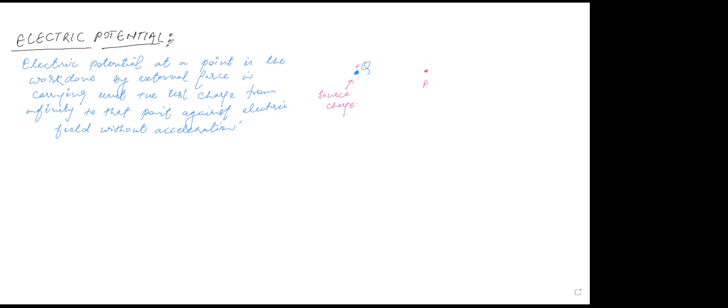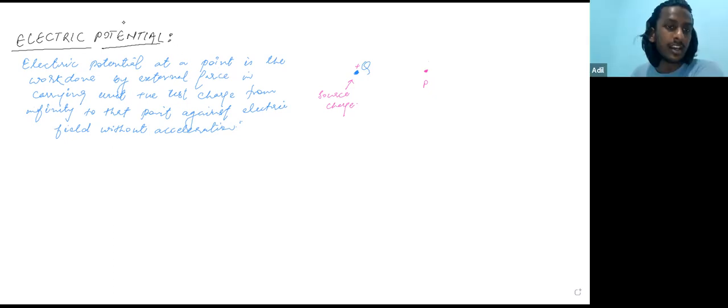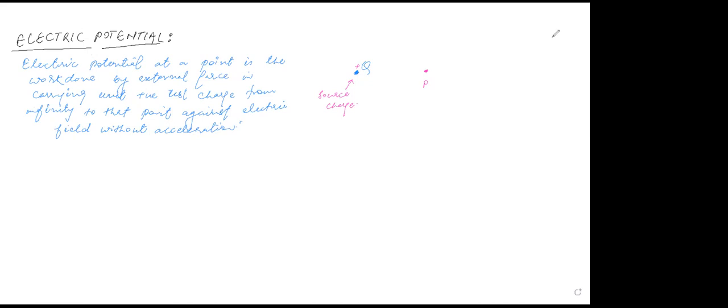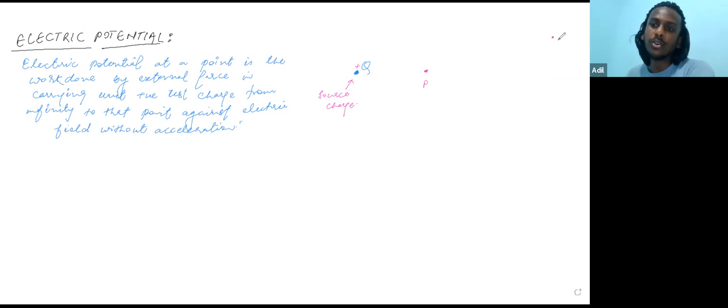Now, here we are defining electric potential. According to the definition, electric potential at a point is the work done by external force from infinity to that point in that field. Are you clear or not? So if you are choosing a point at this location, you can take this point as infinity. And at infinity, we can consider that the potential is 0. Are you clear or not?